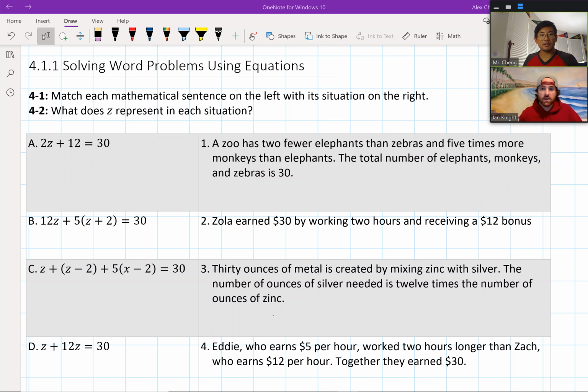So based on some of that information, I know that there's 3 different groups of animals that we're looking at, and we're looking at the total of those 3 groups. So I know that I'm going to be looking for something that has around 3 terms, or just has a lot going on. So I can rule out A and D. And then looking at the relationship here, I know that there are 2 fewer elephants than zebras and 5 times more monkeys than elephants.